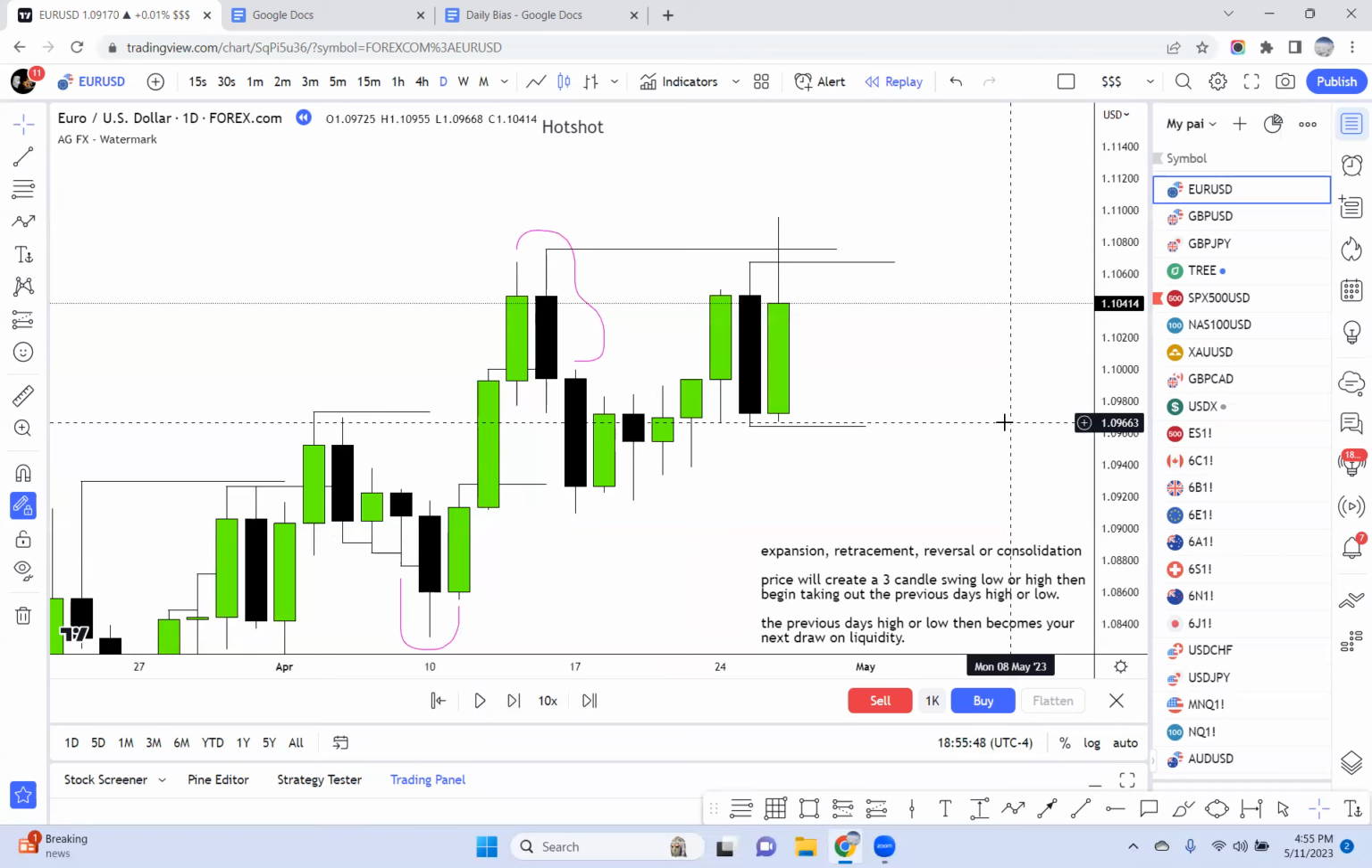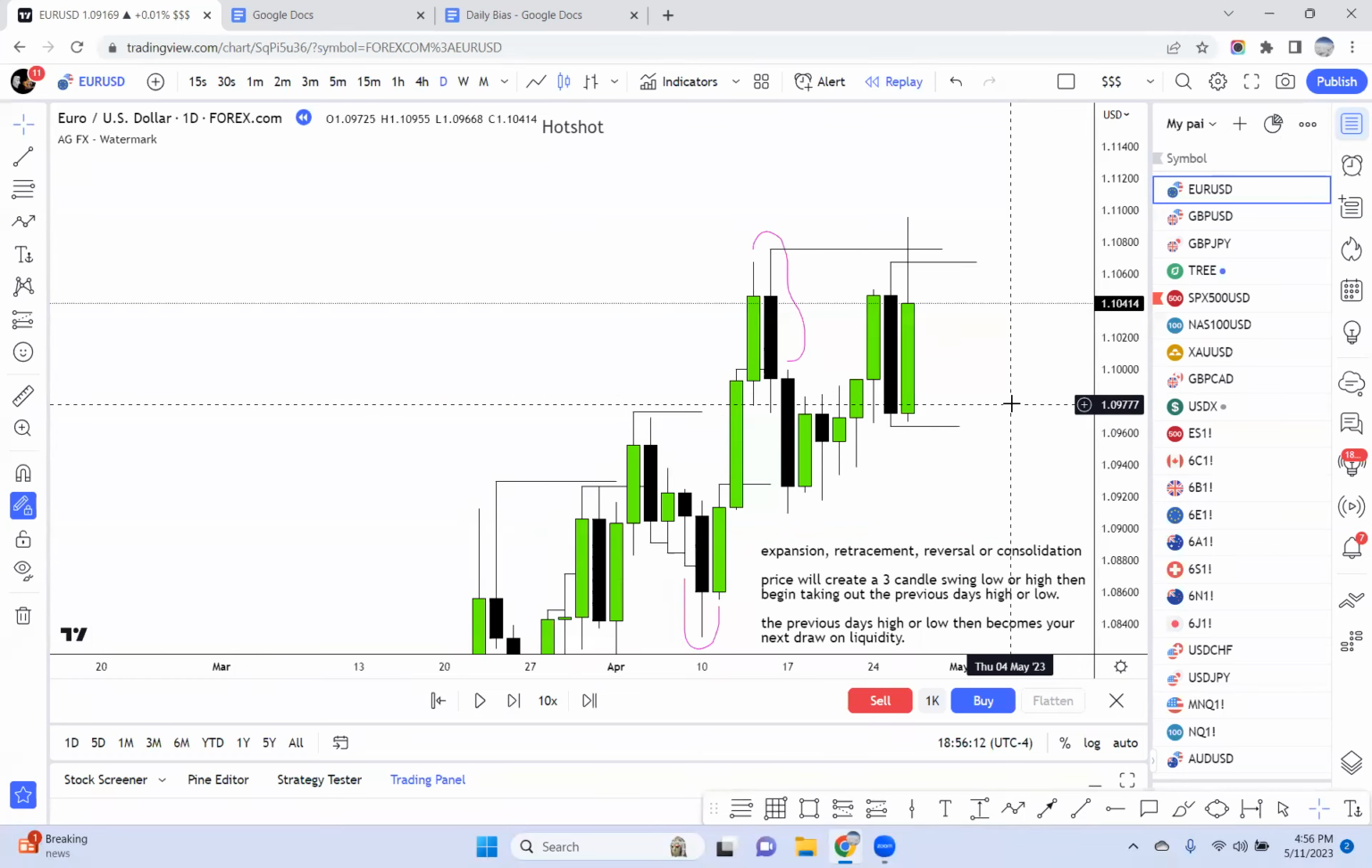ICT concept with the Judas swing manipulation move, where price either accumulates longs or shorts to then expand and target that previous day's high or that previous day's low to then distribute out of their longs or shorts. And then yeah, there's many different ways to incorporate this, but I hope this video provided you some value.